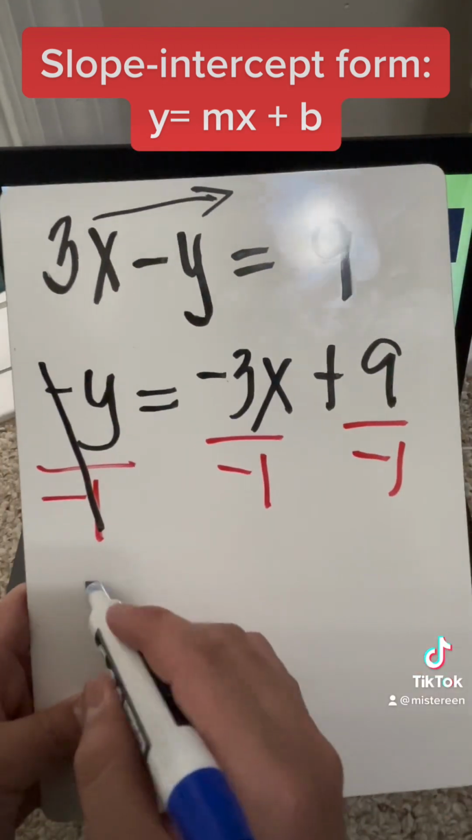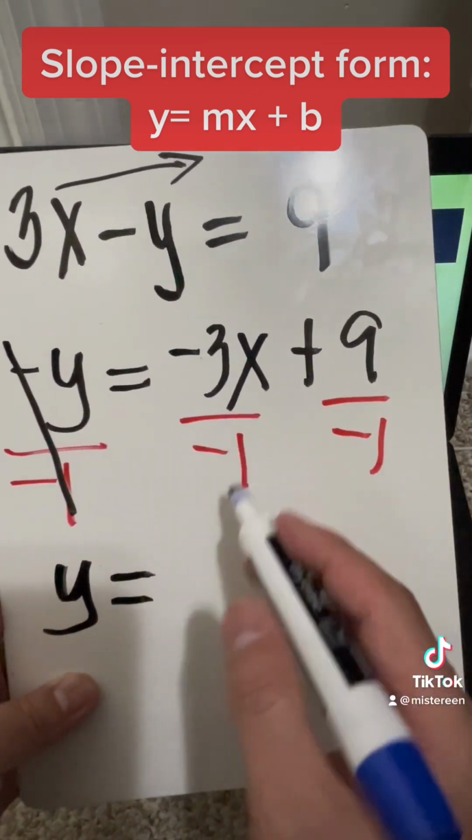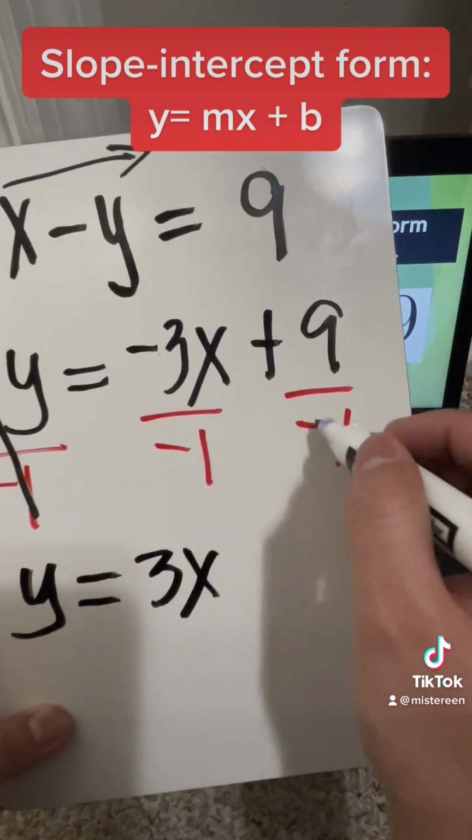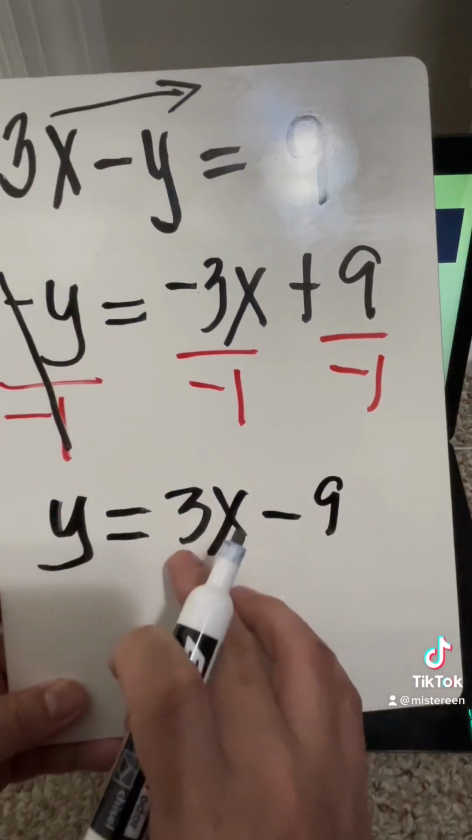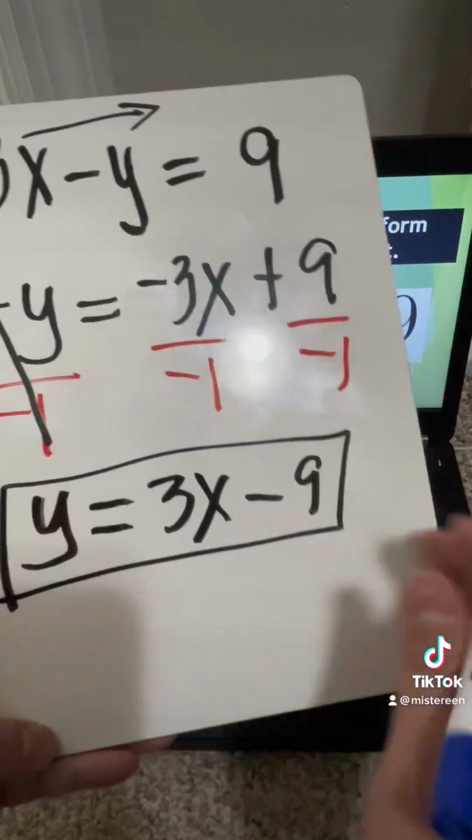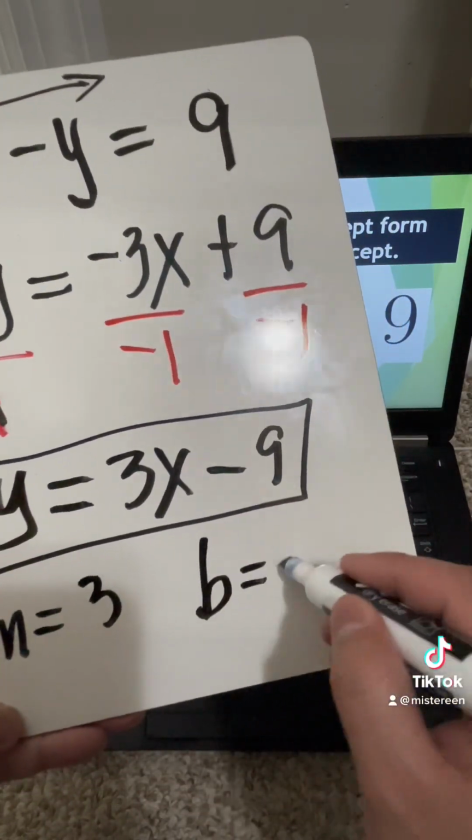And so on the left, you have y equals. Simplify this with your calculator. Negative 3 divided by negative 1 is a positive 3x. And then positive 9 divided by negative 1 is negative 9. So it's already mx plus b format, which we call the slope-intercept form. And so we now know the slope: the slope will be 3, and your y-intercept is negative 9.